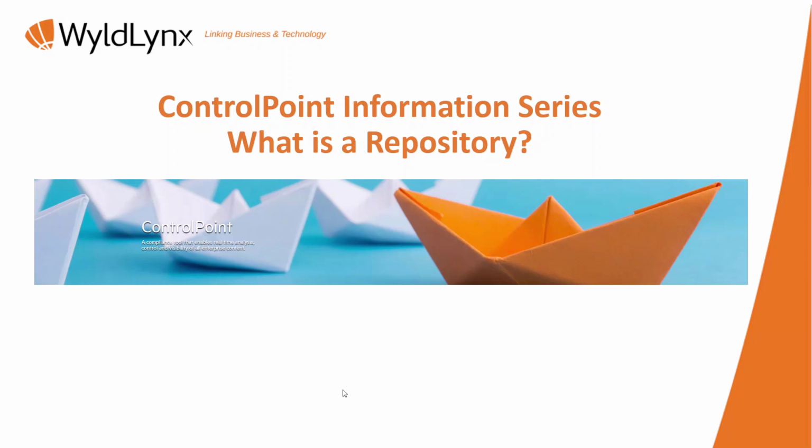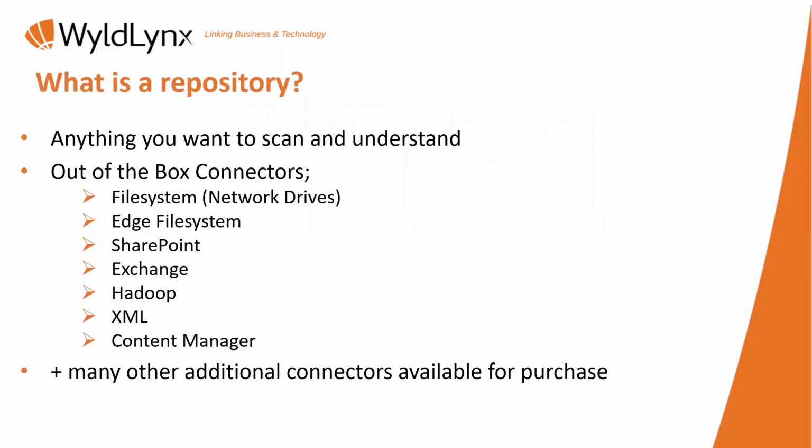Now, as mentioned in the previous Controlpoint Information series, a repository can be effectively anything that you're looking at. It could be things like file system, edge file system for those that don't know what that is, SharePoint, Exchange, Hadoop, XML, and obviously Content Manager. Now again, there are lots of other additional connectors that are available separate to purchase, but these are just the out-of-the-box ones. So those additional connectors are things like OneDrive, Google Drive, there's other EDRMSs as well. Again, there's a raft of different connectors that can make up a repository.